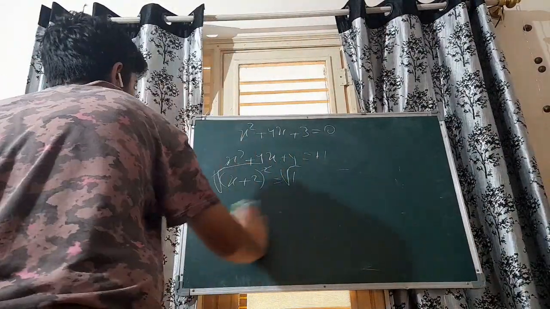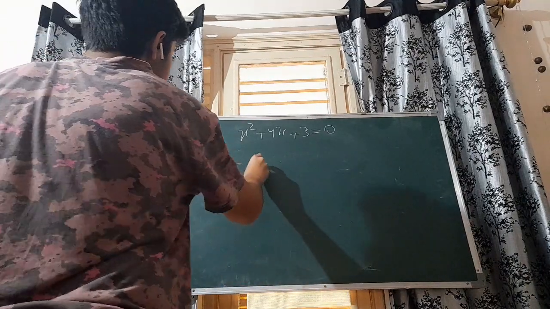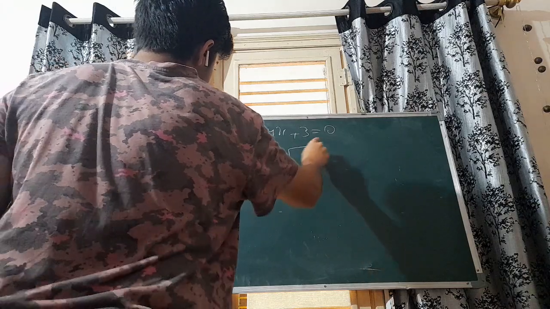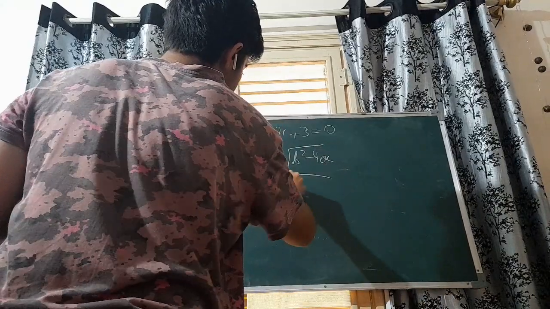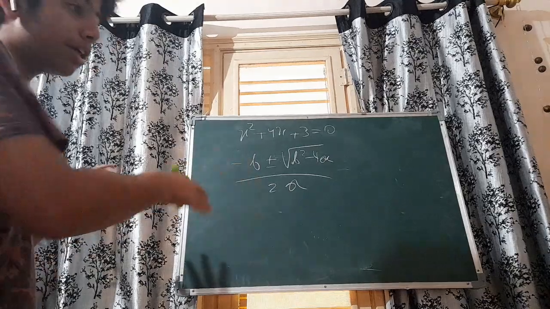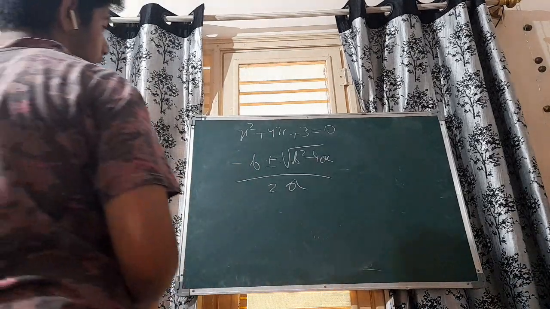Now let's look at the best method, which is the formula. The formula for solving a quadratic equation is x equals minus b plus or minus the root of b square minus 4ac, over 2a. Just let me know if you want the derivation of this formula, and I'll make another video on it.